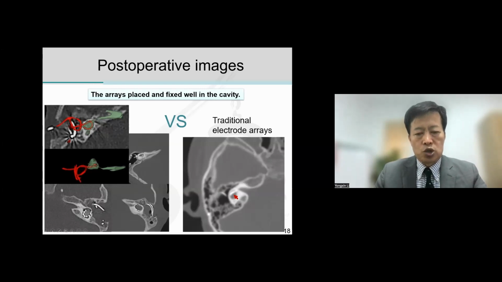So for the traditional straight electrode, put inside this, just this part, you see. But for the custom-designed electrode, it can be like this. So the ganglion cells are just around the outside wall. So the electrode against the wall has a very good face. But for this traditional electrode, it is like this.